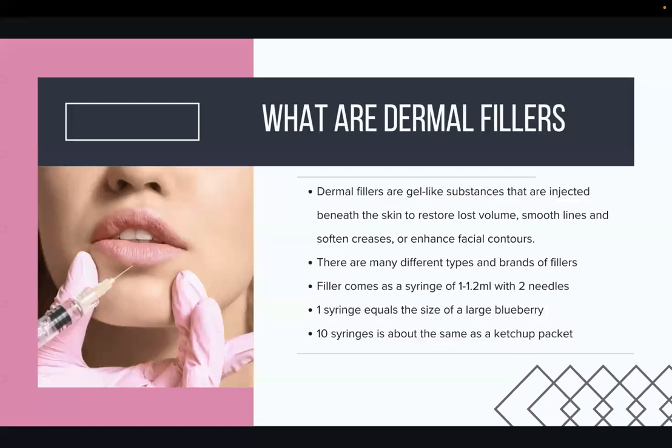Okay, so what are dermal fillers? It is basically a gel-like substance that is injected beneath the skin, and it helps restore volume, smooth out lines, decrease deep lines and wrinkles, and enhance facial contours. Typically, with hyaluronic acid fillers, it comes with 1 native syringe and then 2 native needles.